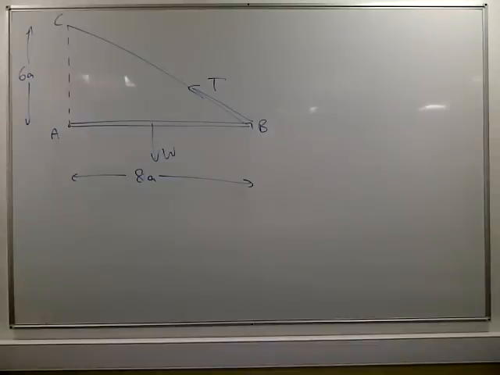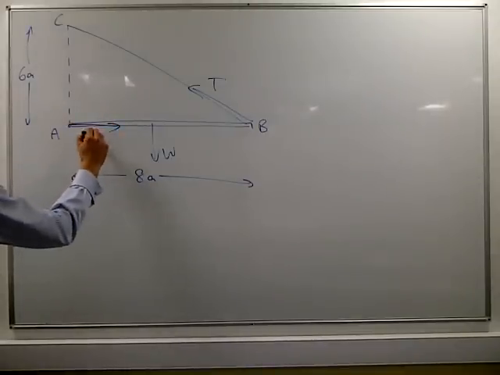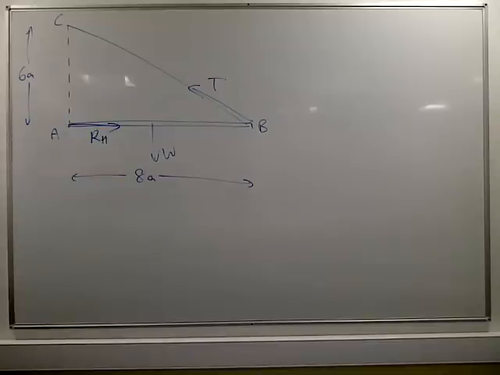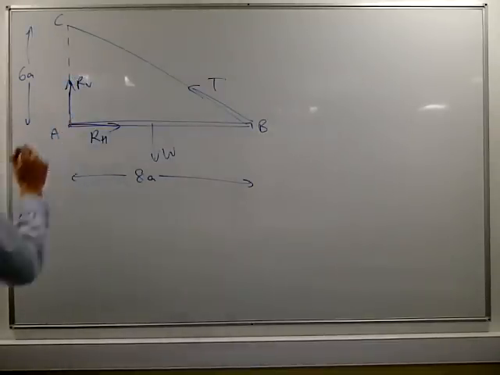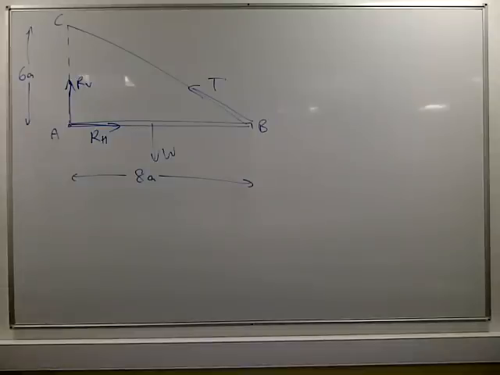Now that can be split into a horizontal part and a vertical part. I'll call this RH, reaction horizontal, and RV, reaction vertical. Now then, we're taking moments about A, part A.